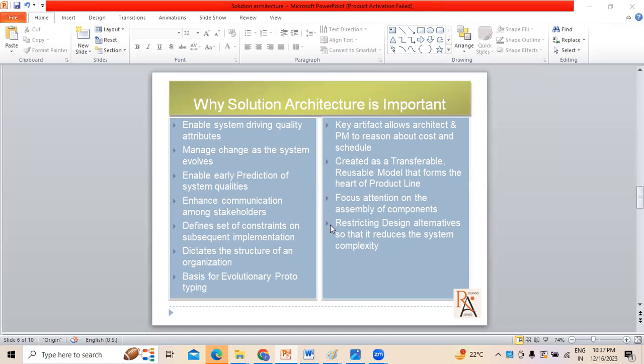Followed by systems architecture. What are the different systems we are using, right? So these are the things which we normally see when we talk about enterprise architecture.